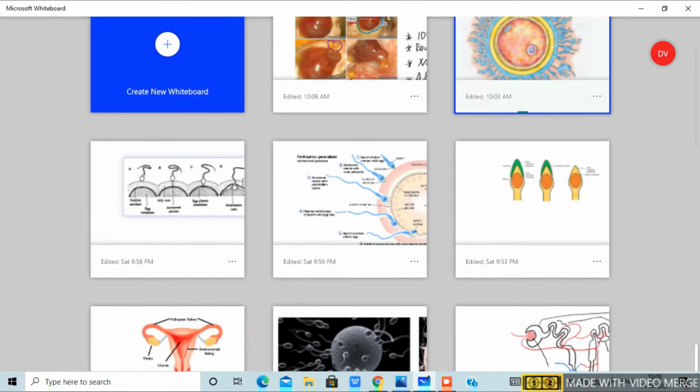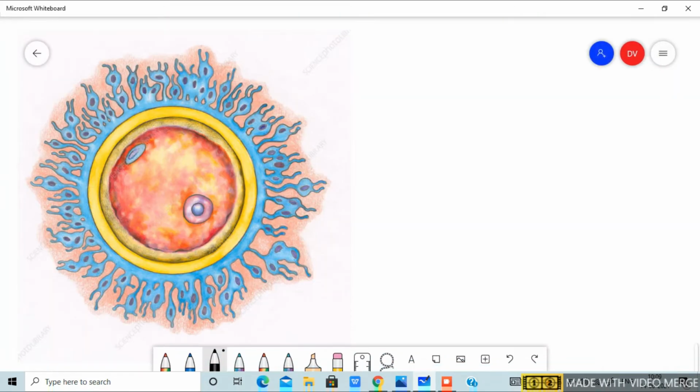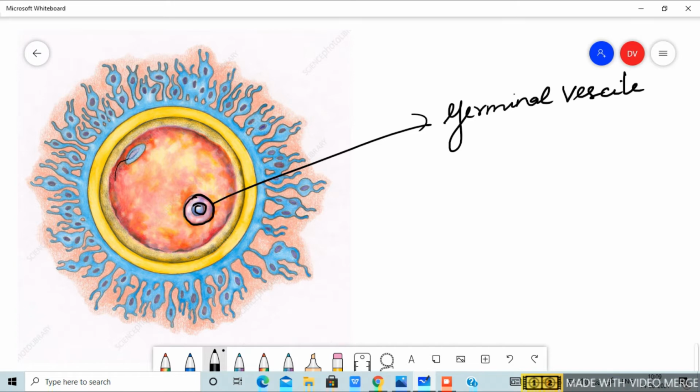And then let us begin the structure of the ovum. This is a beautiful picture, guys. In this picture you can see a sperm inside the egg, but now just concentrate on the egg. You can see the nucleus of the egg, which we call the germinal vesicle. If you hear the word germinal vesicle, do not wonder, it's nothing but the nucleus of the egg.